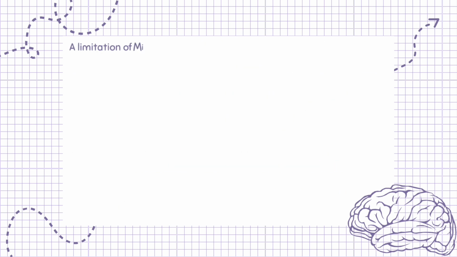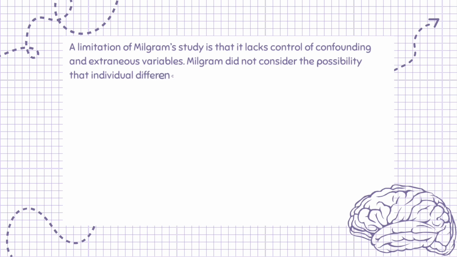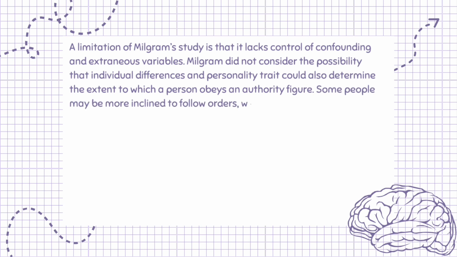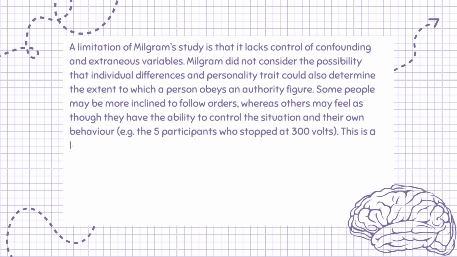A limitation of Milgram's study is that it lacks control of confounding and extraneous variables. Milgram did not consider the possibility that individual differences and personality traits could also determine the extent to which a person obeys an authority figure. Some people may be more inclined to follow orders, whereas others may feel as though they have the ability to control the situation and their own behavior, e.g. the 5 participants who stopped at 300 volts.